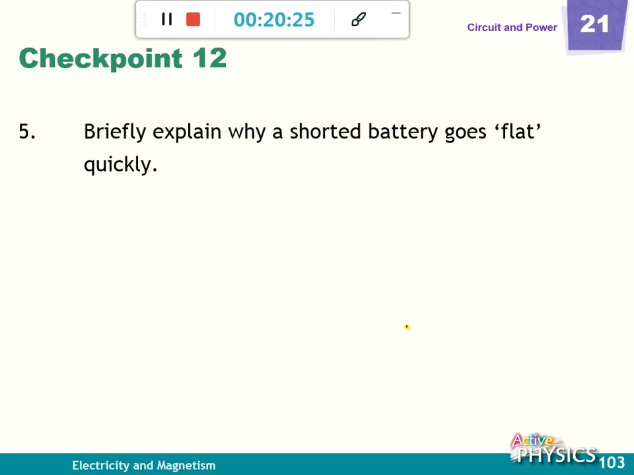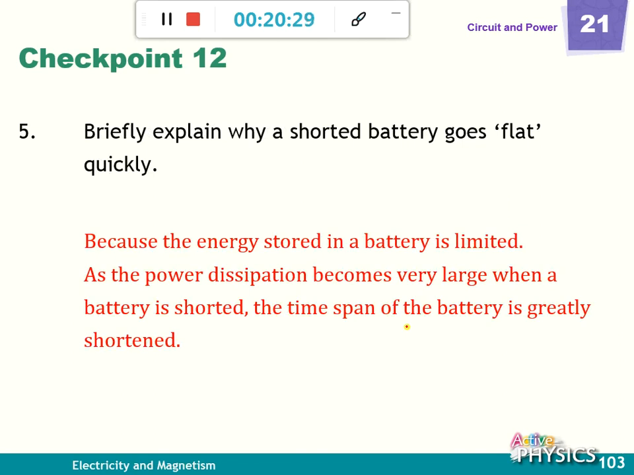Question number 5. Why does a shorted battery go flat quickly? Go flat means without any energy at all. Here, because the energy stored in the battery is limited, and the power dissipated becomes very large because of the very large current, it gives out the amount of energy in a short time, so the time span of it will be shortened.